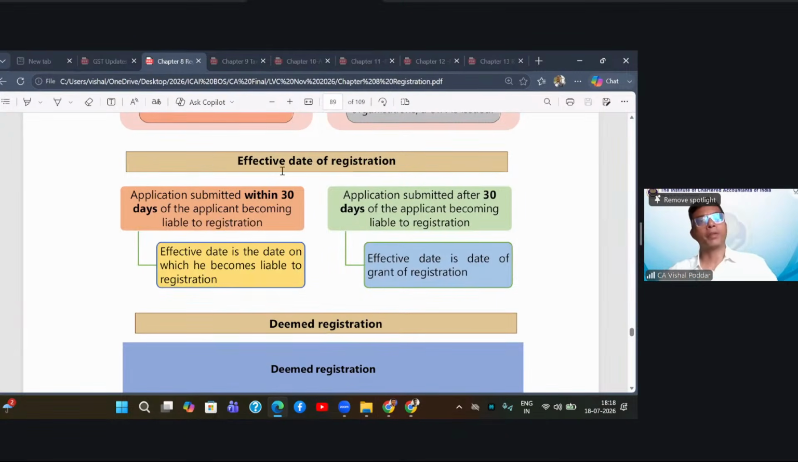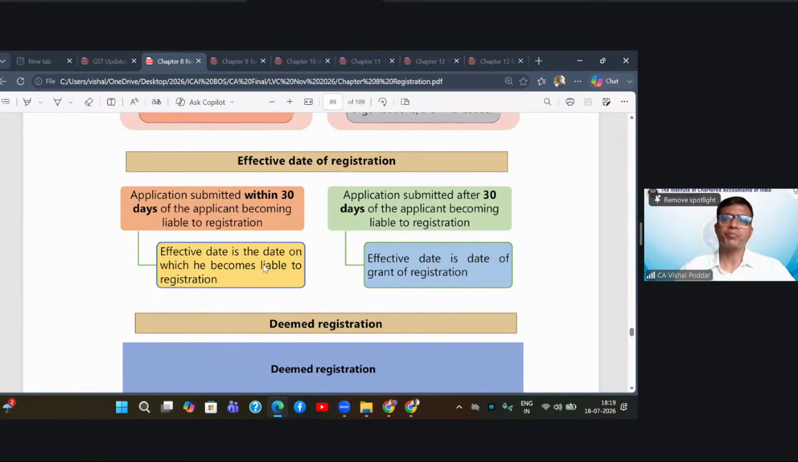What is this point? From which date will the law consider you to be registered? In other words, what is the effective date of registration? So for this, the answer is you have to check whether you applied within 30 days of the date on which you were made liable to register. If yes, your effective date of registration will be the date on which you have become liable.